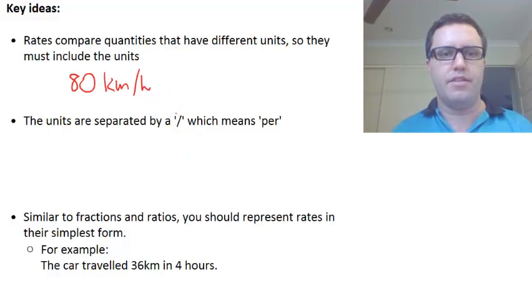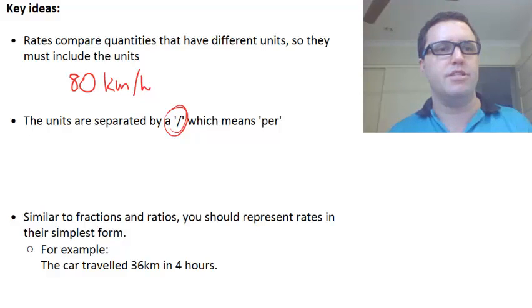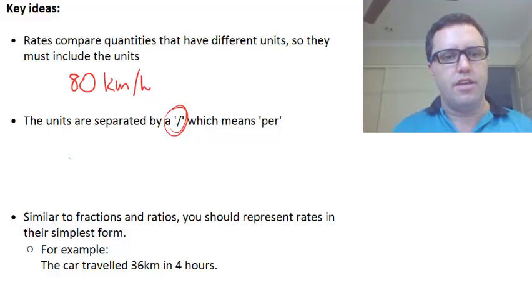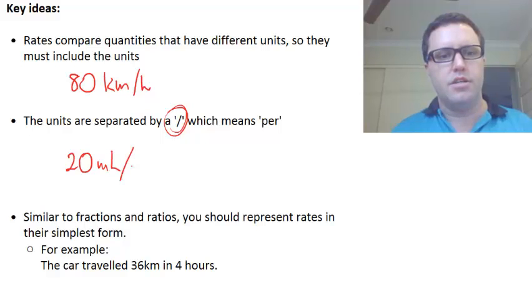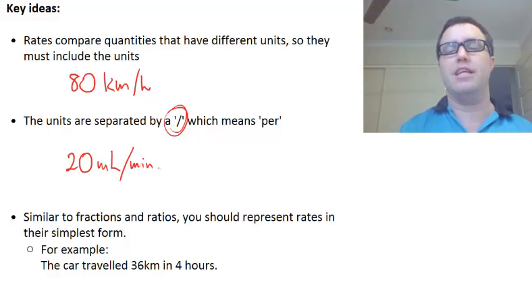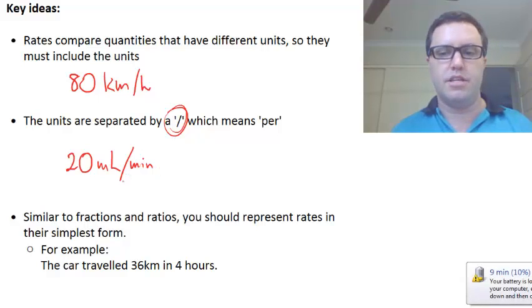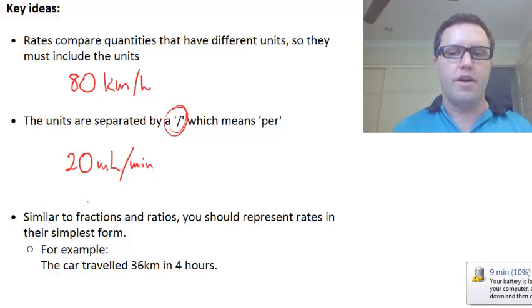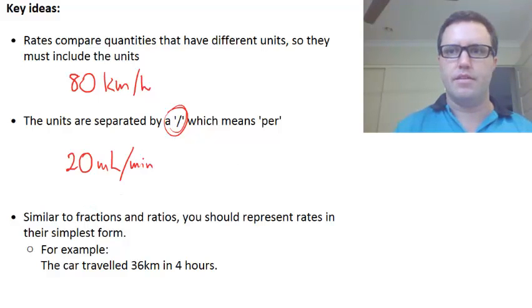The units are separated by a slash, which means per. For instance, you could pour water out at 20 milliliters per minute. Water could be pouring out of something at 20 milliliters a minute. That little slash means per.